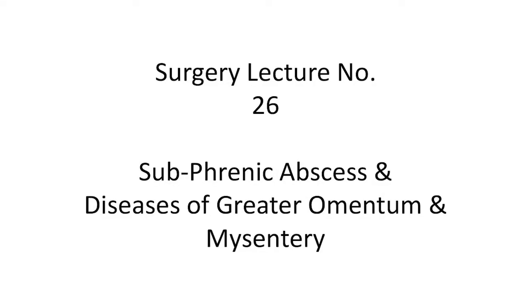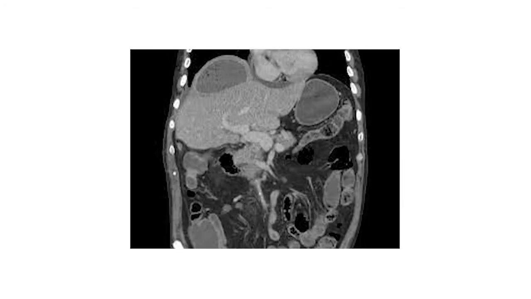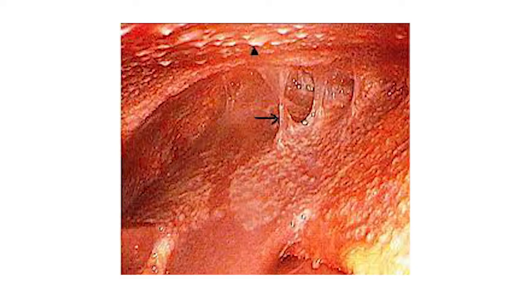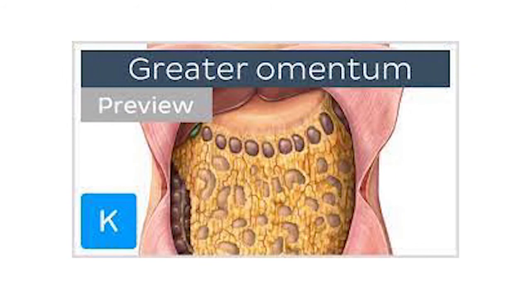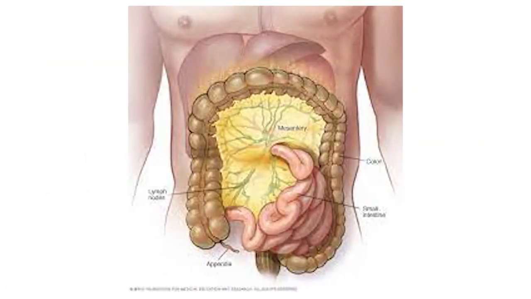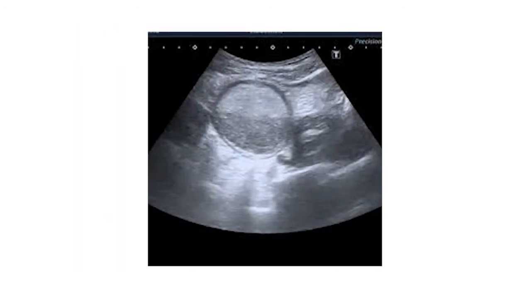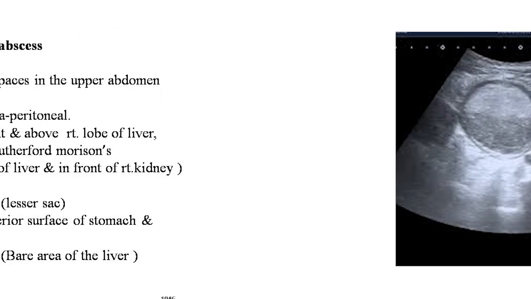Welcome students to my surgery lecture number 26, the subphrenic abscess and diseases of the greater omentum and diseases of the mesentery. In this lecture we learn subphrenic abscess, tuberculous peritoneum, chronic tuberculous peritonitis, pneumococcal peritonitis, structure of the greater omentum, the wound of the mesentery and non-specific mesenteric lymphadenitis and mesenteric cyst. Now first we start with the subphrenic abscess.